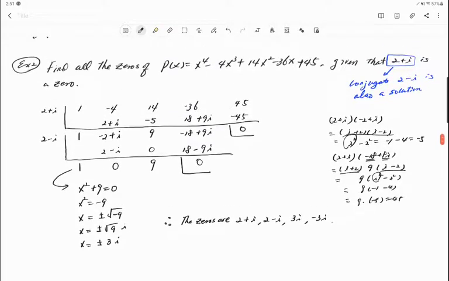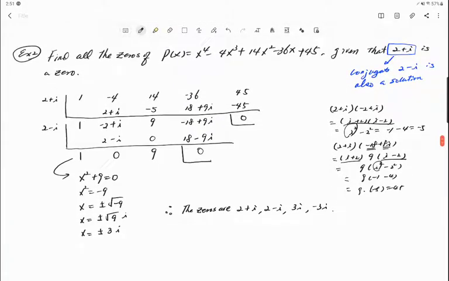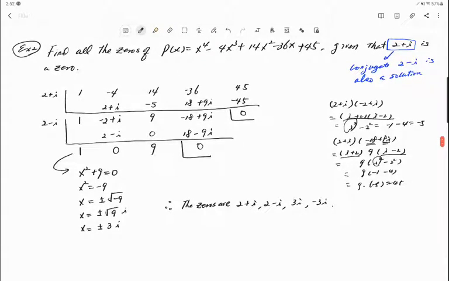So what we did is we used synthetic division by dividing the polynomial by the given solution, the given zero, and then also used the conjugate of the given complex solution. When you multiply complex numbers, make sure you do the right steps.